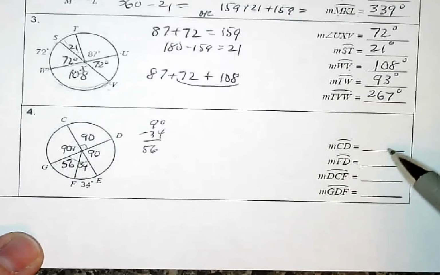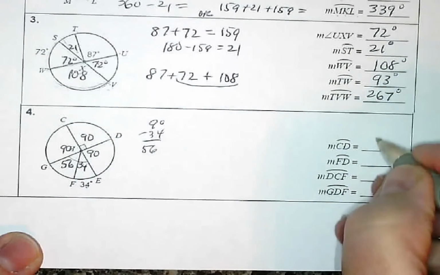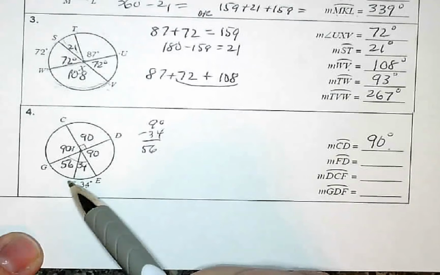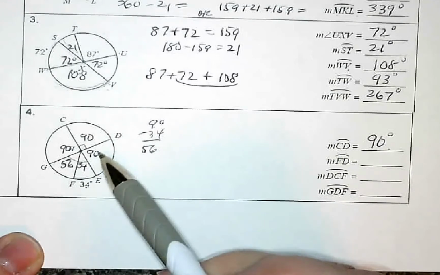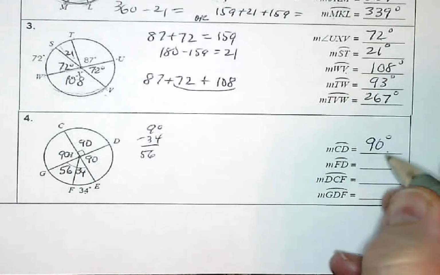So let's go find what we need. Arc CD. CD, its central is 90, so the arc is 90. FD. FD is going to be these 2 together, so it's 90 plus the 34, which is 124.